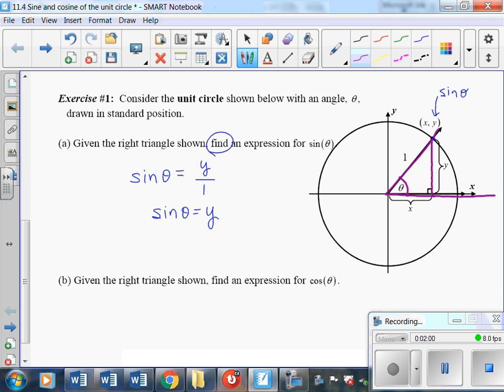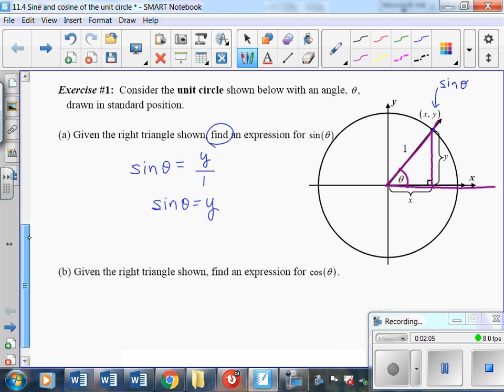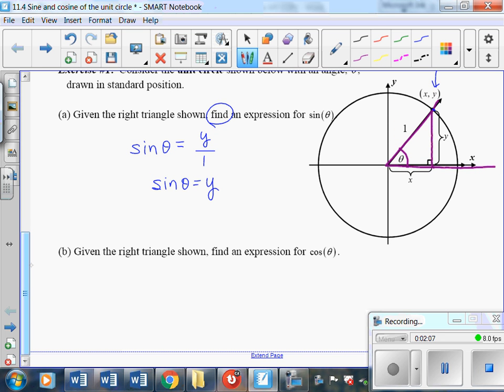Given the right triangle shown, find the expression for cosine theta. I'm just going to slide this down just a little bit so we still have our unit circle in our sight. And we're going to do the same thing now. So cosine theta is equal to the adjacent side in this case, which is x, over our hypotenuse, which is 1. So therefore, cosine theta is equal to x. So this right here is our cosine theta.